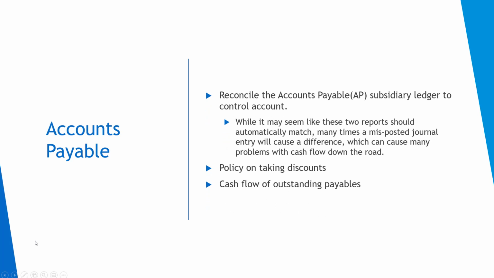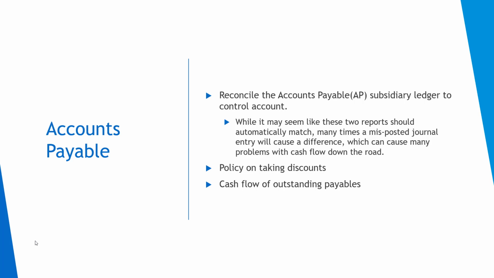Now within accounts payable, just like all the other balance sheet accounts, you want to reconcile the subsidiary ledger to the control account. So the subsidiary ledger in accounts payable is going to be the listing of all the people or businesses that you owe money to for services that you bought or products that you purchased. And the sum total, you add all those up, should tie back to your control account on your balance sheet.